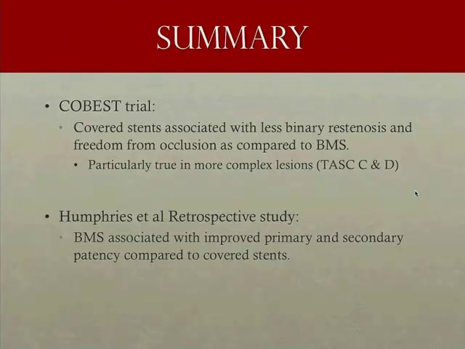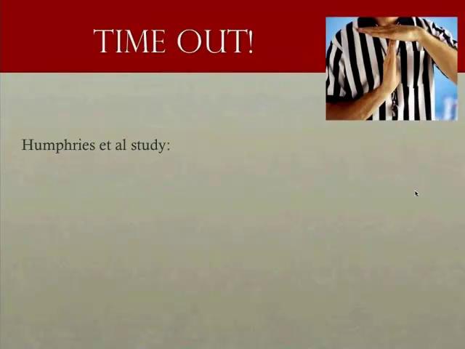So to summarize, in the COBEST trial, covered stents were associated with less binary restenosis and freedom from occlusion as compared to bare metal stents. And that was particularly true again in patients with more complex disease, i.e. the TASC C and TASC D subgroups. The retrospective study, however, seemed to suggest that bare metal stents were associated with improved primary and secondary patency as compared to covered stents. So how does one interpret this data and incorporate it into their clinical practice?